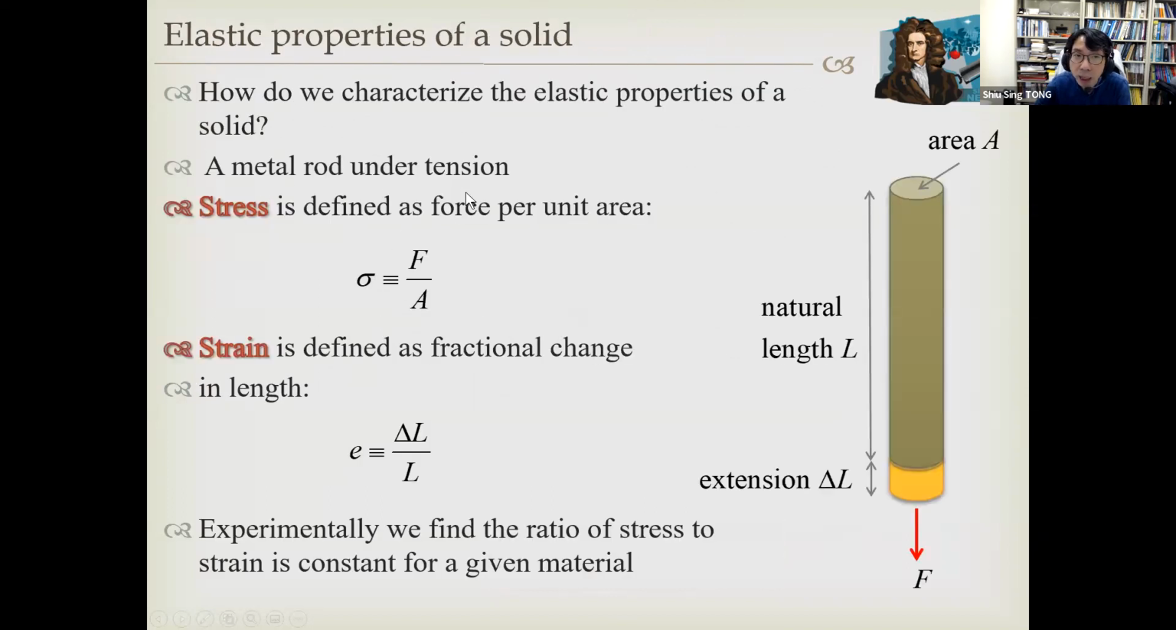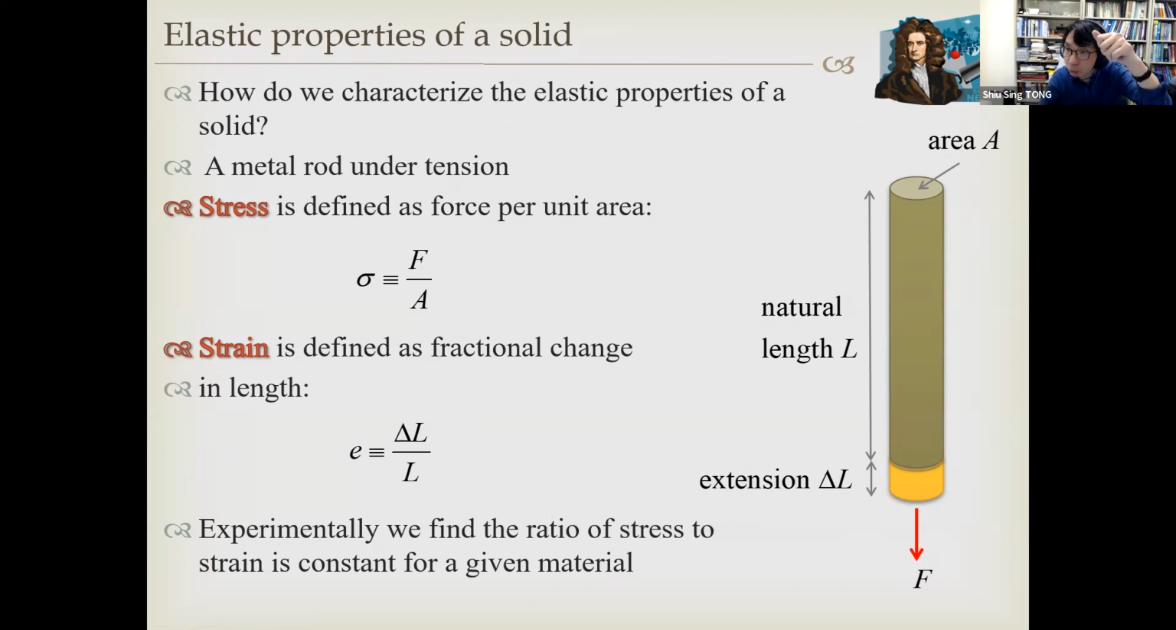Now we assume that we have a metal rod of uniform cross section, and the metal rod is under tension. We stretch it. You may have some weights on one end, and that produces some tension on the rod. Okay, and the tension force is given by F. So the tension will cause the rod, the wire, to expand a little bit. So there's a change in length, there's an extension. Now this change in length is very small because metal is actually quite hard, but it is still slightly deformable.